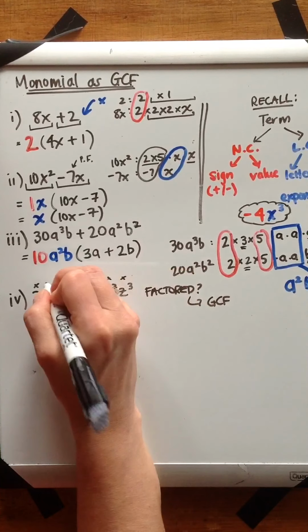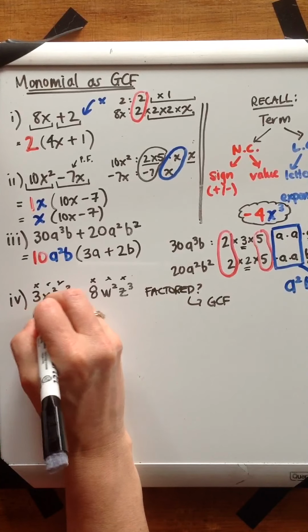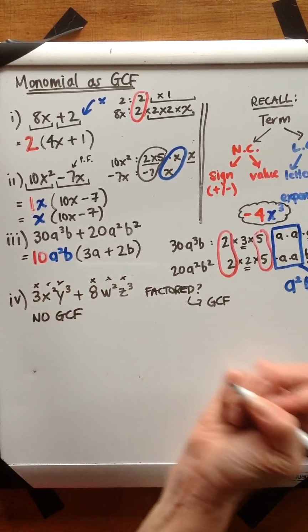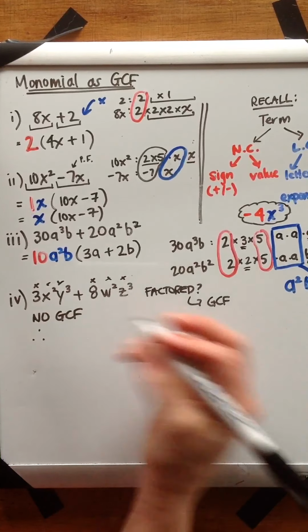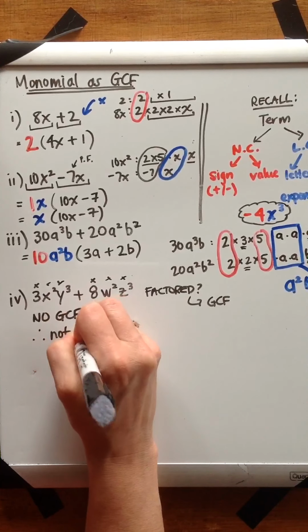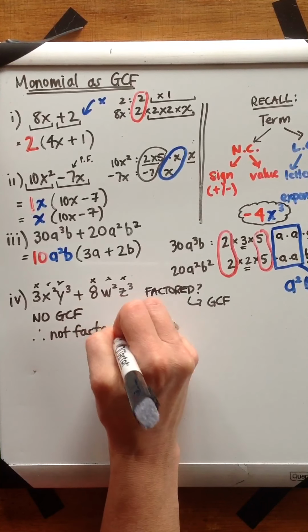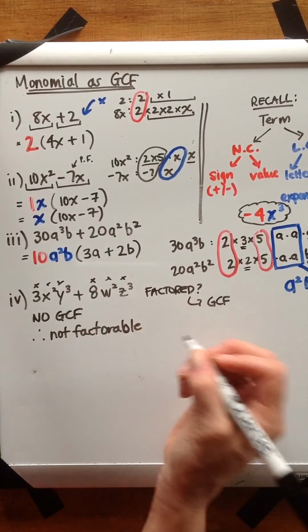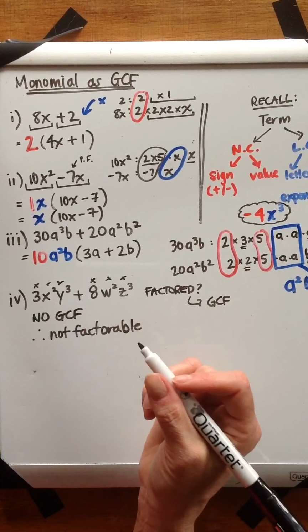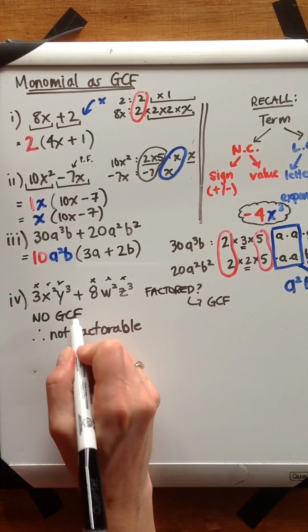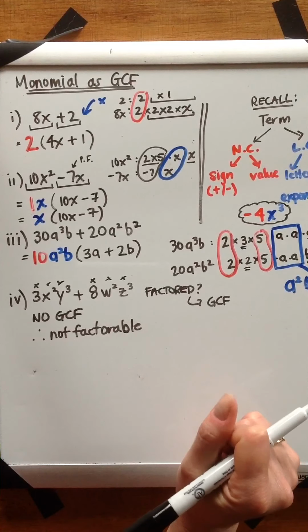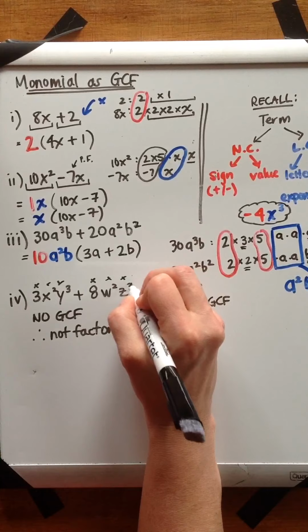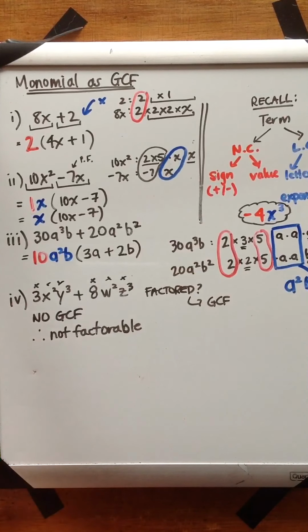So there is no GCF at all, and that is possible. And therefore, we would say this is not factorable up to this point in your factoring toolkit. We'll learn about some other factoring tools a little bit later. But right now, the GCF identification is your primary way of answering a question that says, factor this.